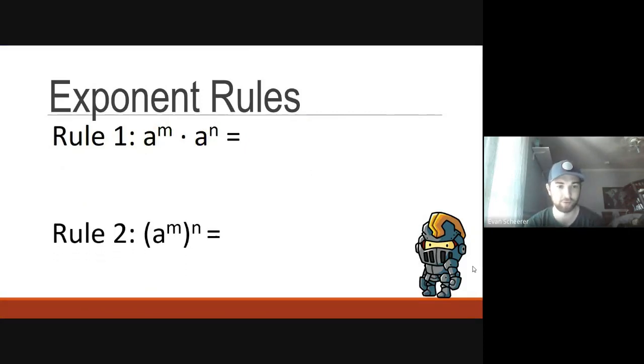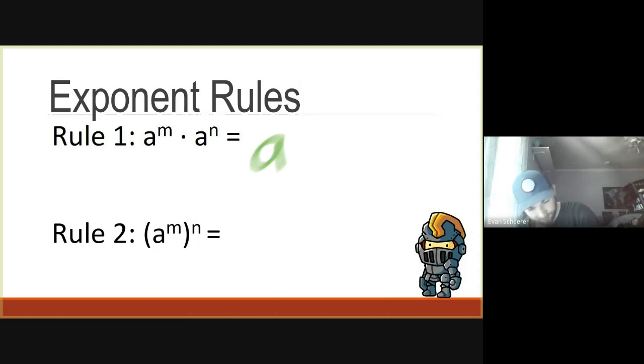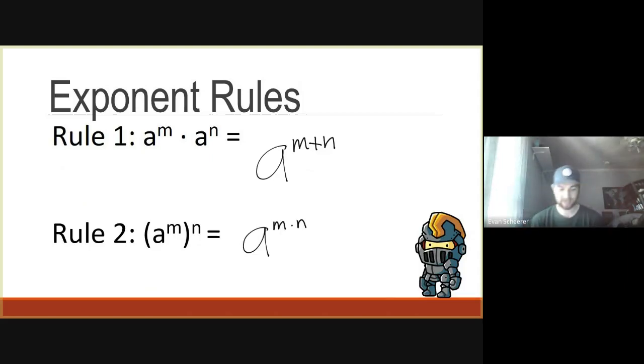What is the second rule? A to the m to the n power. So what were we doing for that? So let's go back to rule 1. So rule 1 is a to the, what the heck? A to the m plus n. But now, if you have an exponent that's being taken to another exponent, multiplication. So this is a to the m times n.